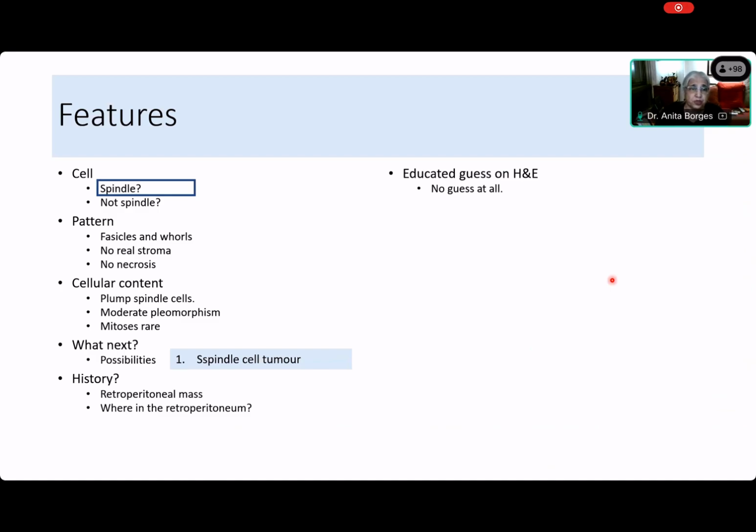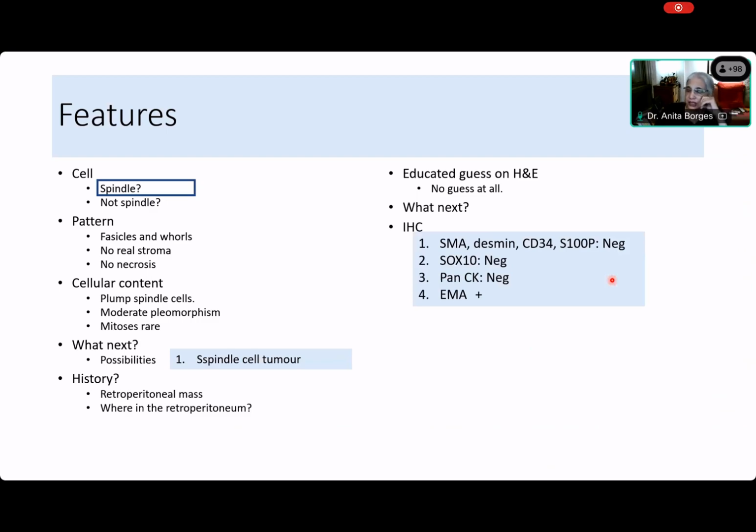You don't even know. There are no mitoses. There's nothing. Is this some low-grade sarcoma? Is it a benign tumor? Well, we can't say anything. So what next? We do immunohistochemistry. All of this is negative except for EMA. So once again, is that a synovial sarcoma? What do you think, Kedar? Only EMA is positive, and there's no necrosis, very few mitoses. Is it a synovial sarcoma?